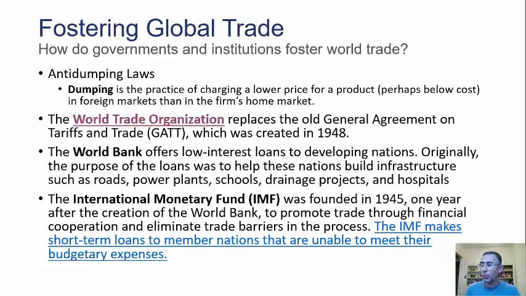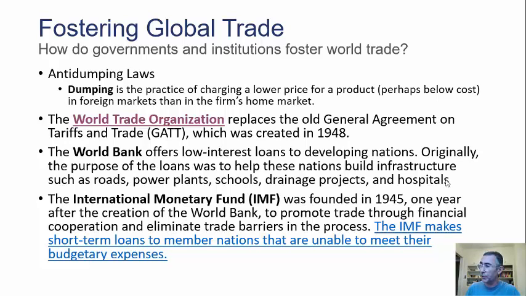When you think about the World Bank, first of all, our definition: it offers low-interest loans to developing nations. So think about a very poor country, people are starving, there's a drought, and the World Bank is usually going to kick in some money, food, grain, etc. to help the people along, to help these nations build infrastructure, roads, power plants, etc. The IMF is a different beast.